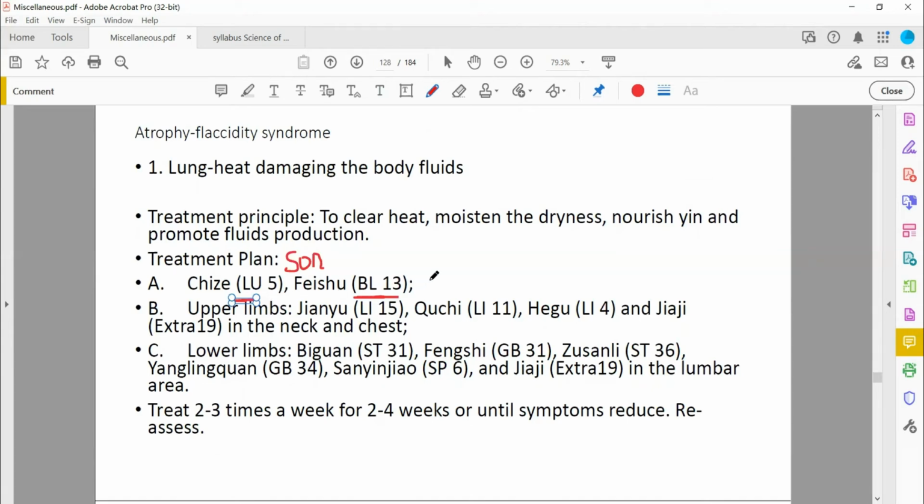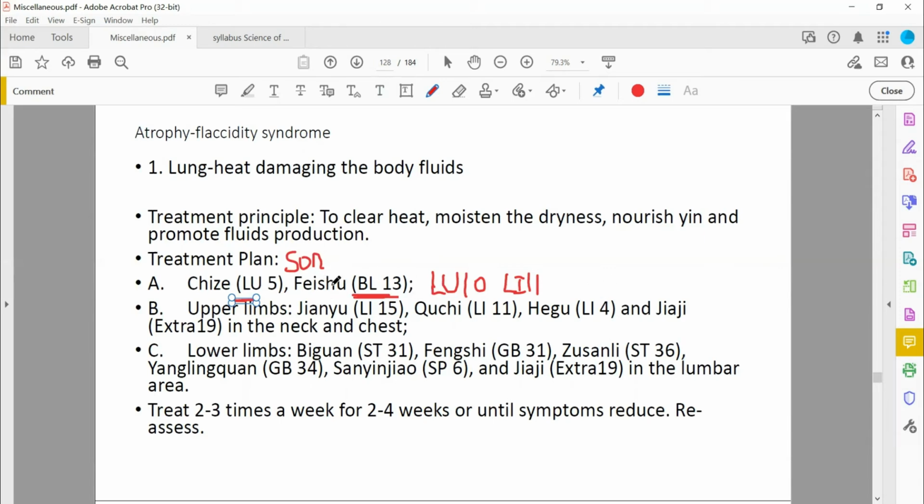And which other point can we use to clear the lung heat? Yes, LU10. That's the ying spring point, a good point to clear the lung organ heat. So here we can use LU11 for the lung heat.